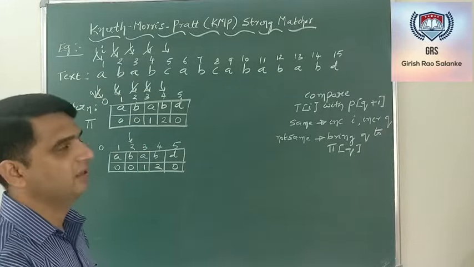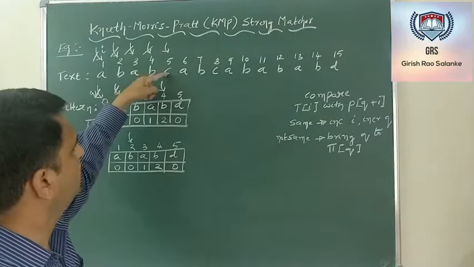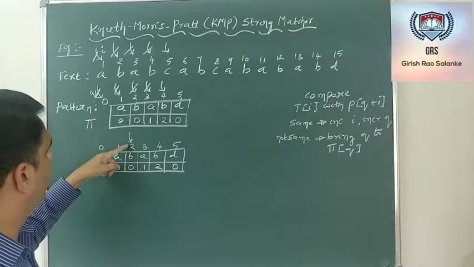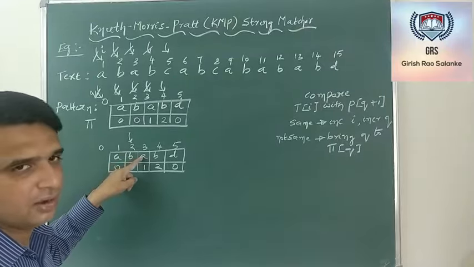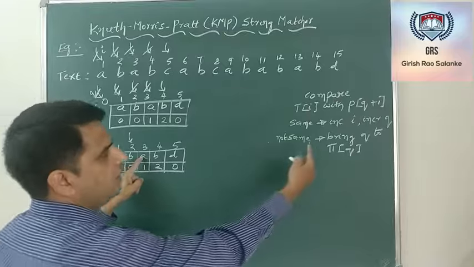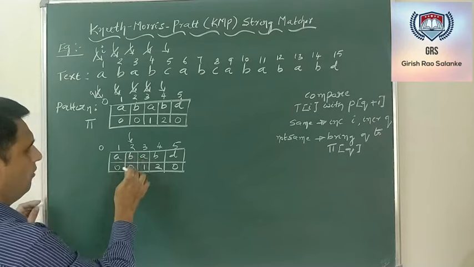Now once again do a comparison. T of I is C and P of Q plus 1 is A. Even in this case, they are not same. If they are not same, bring Q back to pi of Q. Now what is pi of Q? Pi of Q is 0.